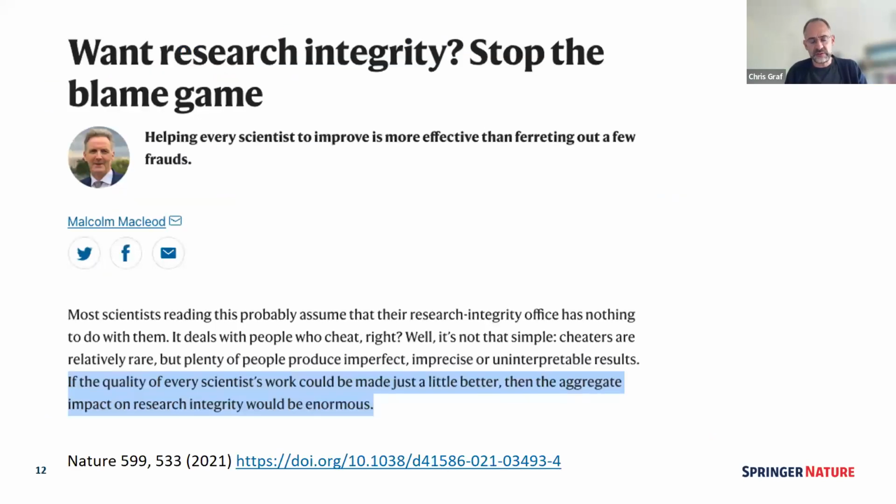And one of the reasons to think about research integrity as more than just misconduct and fraud, well, Malcolm McLeod puts it quite well. This is Malcolm. He's a neuroscientist at the University of Edinburgh. He's also the research improvement lead at Edinburgh, and is one of the leaders of a network of researchers called the UK Reproducibility Network, who do things that aim to foster good research practices at a grassroots level.